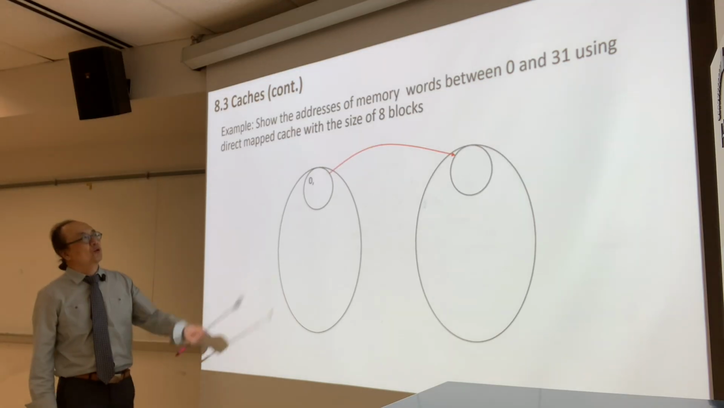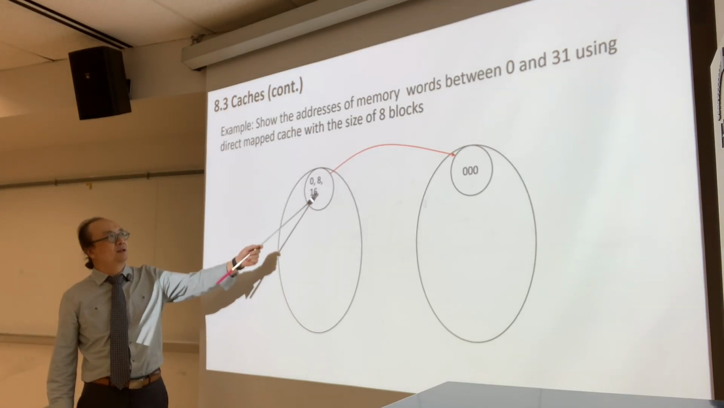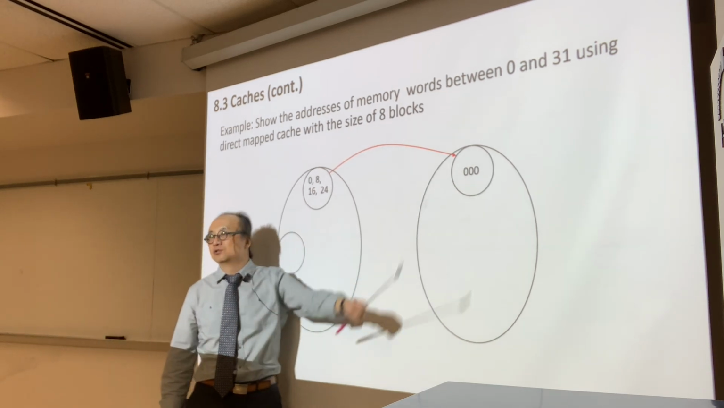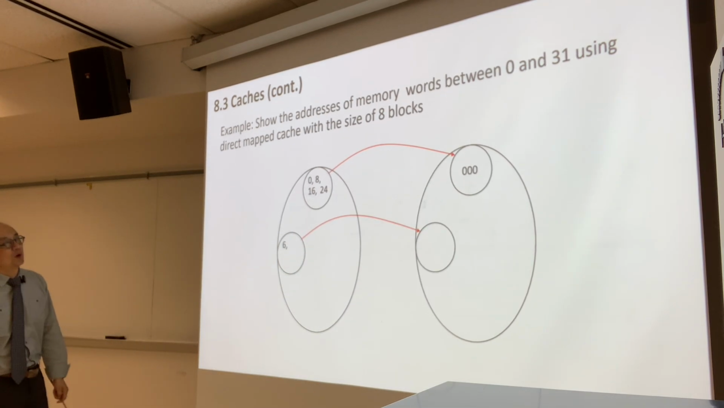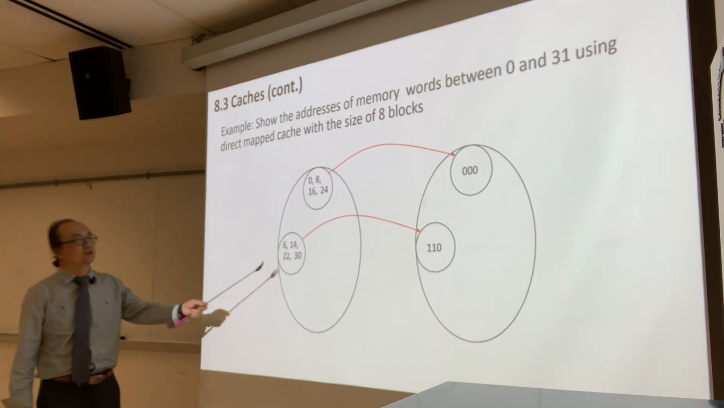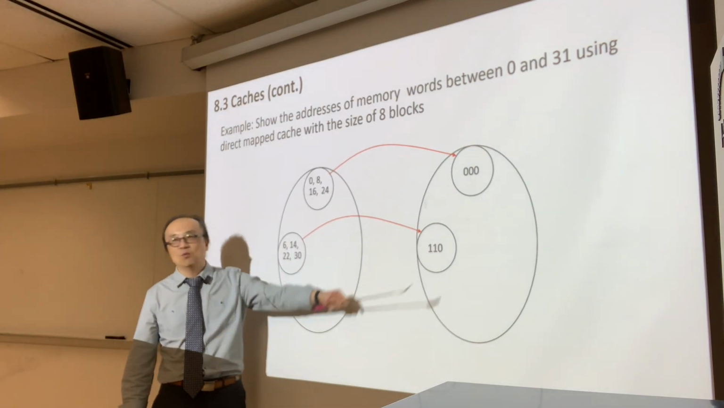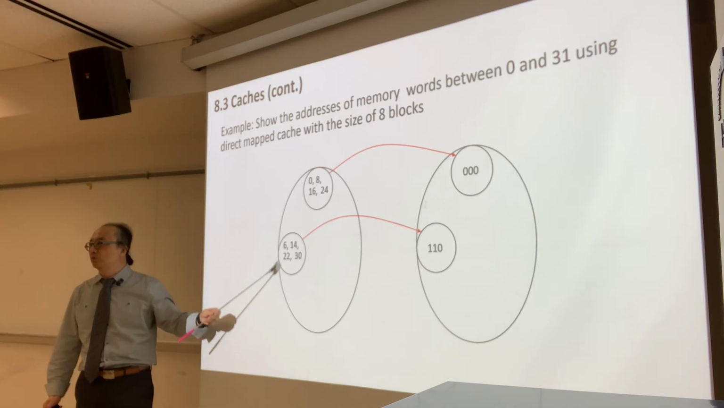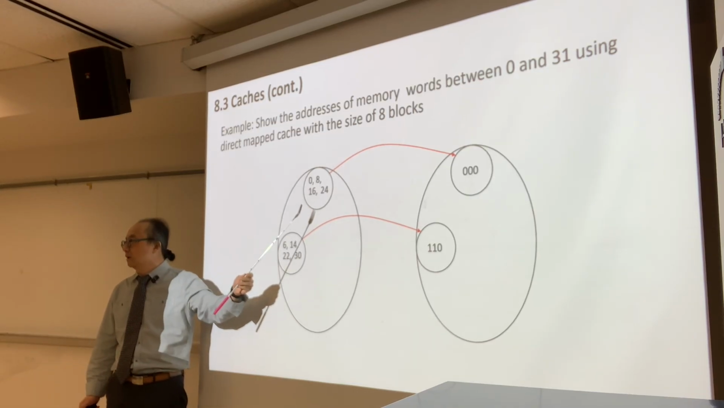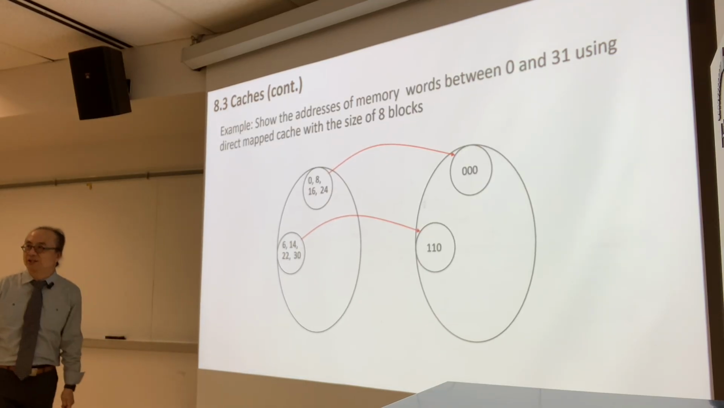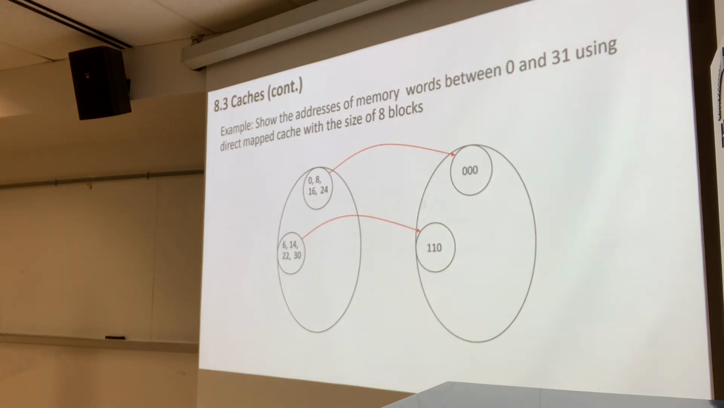Then we have 0, 8, as I said, 16, 24. All of these map into 000. And let's do one more example. 6, 14, 22, 30. Those are the ones that map into 110. So whenever we have a main memory address, after you put it into a binary number, we use the lower bits to identify the index value of the cache where we want to store that. And you can do the rest.